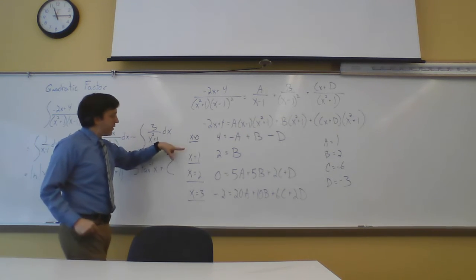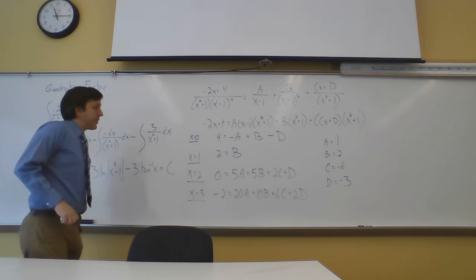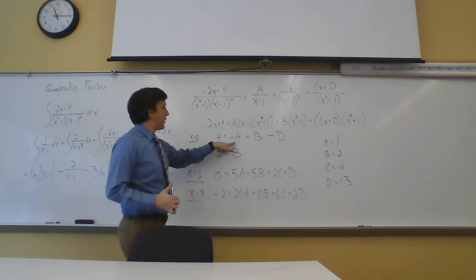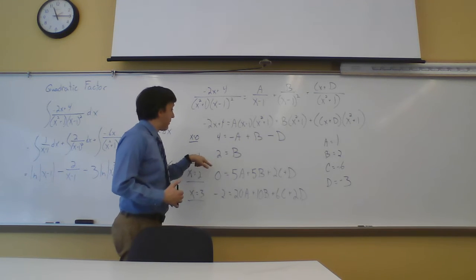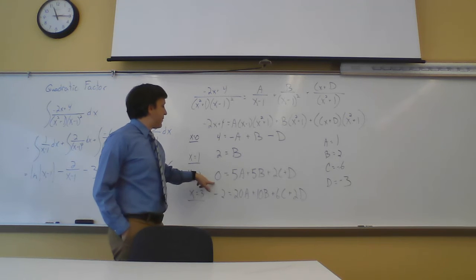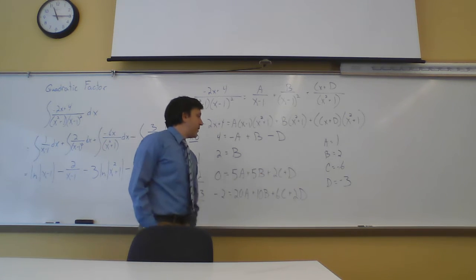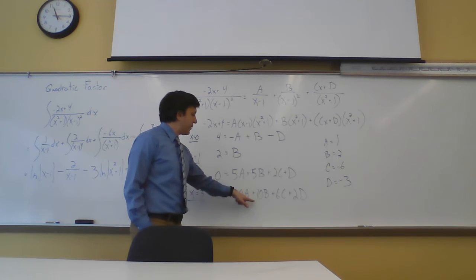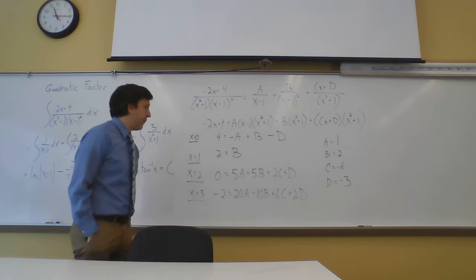So I plugged in 0, 1, 2, and 3 for x. Okay? And when you clean up the mess, you get 4 is equal to negative A plus B minus D. For 1, B is just 2, that's nice. For 2, we have 0 is 5A plus 5B, 2C, and 2D. And for 3, we get negative 2 is equal to 20A plus 10B plus 6C plus 2D.